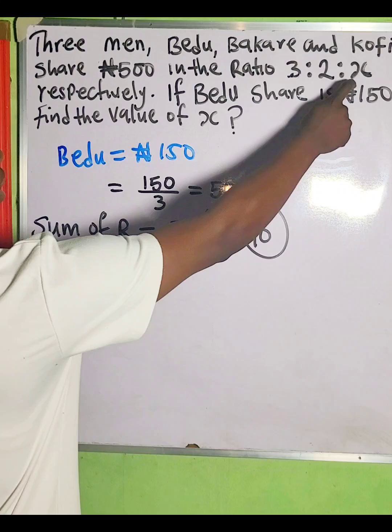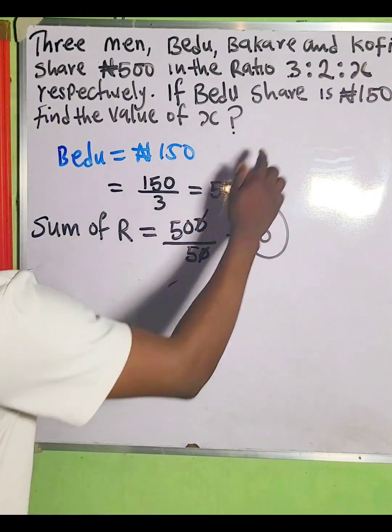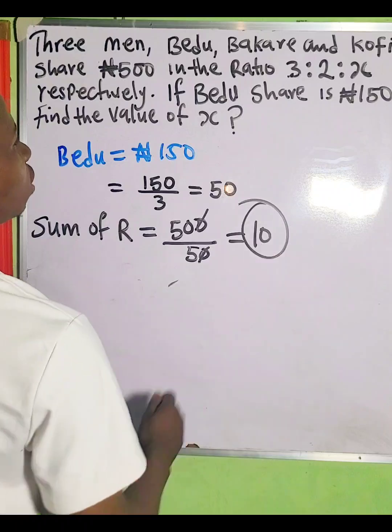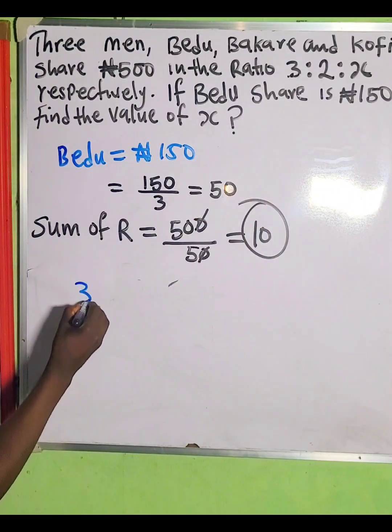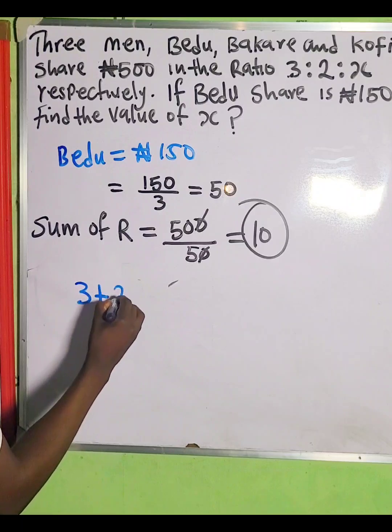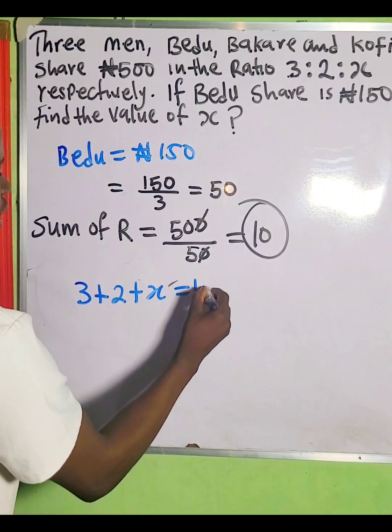Remember, we're looking for the value of x. Since 10 is the sum of the ratio, we are going to add all the ratios together and equate it to 10. Then we look for the value of x. Now the first ratio is 3, plus the second ratio is 2, plus the third ratio is x, which is equal to the sum, which is this 10.